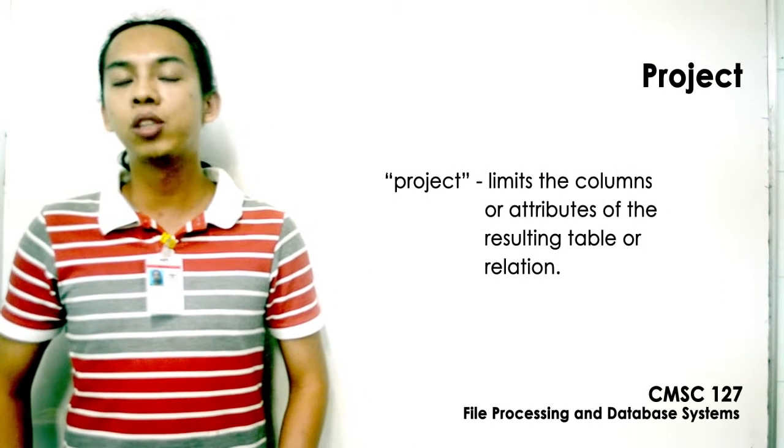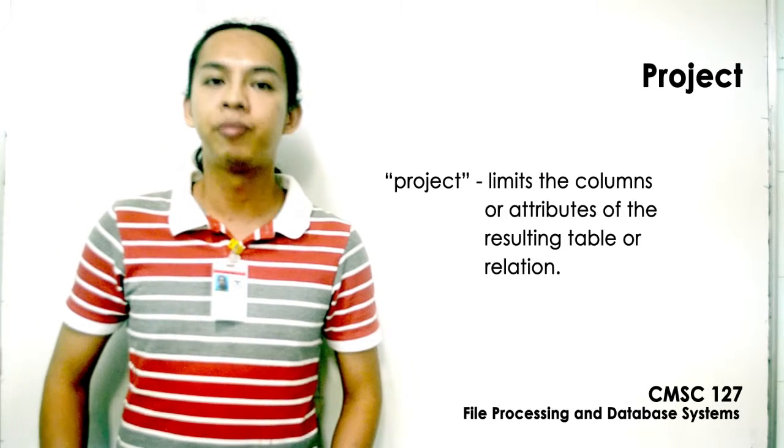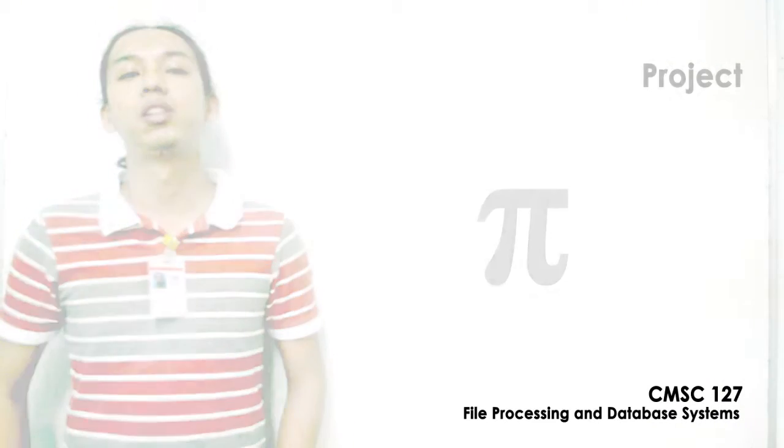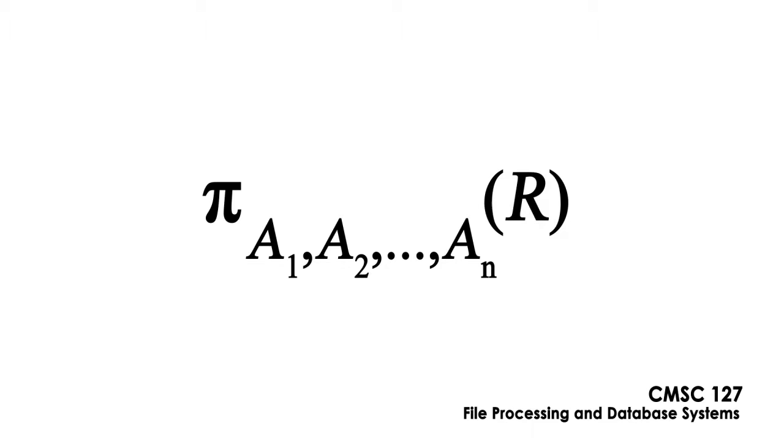The first operation that we will discuss is the project operation. The project operation allows us to limit the number of columns or attributes in the resulting table or relation. It is represented by the symbol pi, and its syntax or form is as follows. The project operation symbol, represented by pi, followed by a list of attributes a sub 1, a sub 2, up to a sub n, followed by the relation, represented by r.